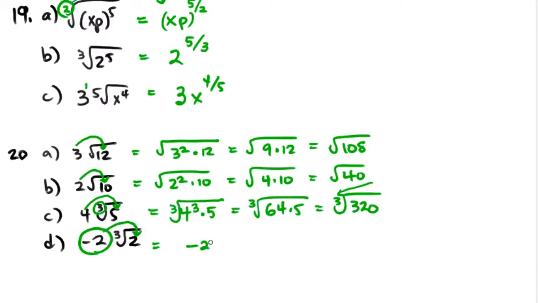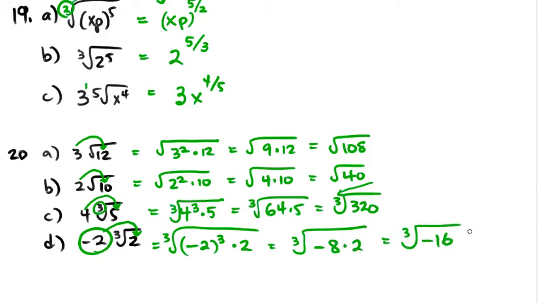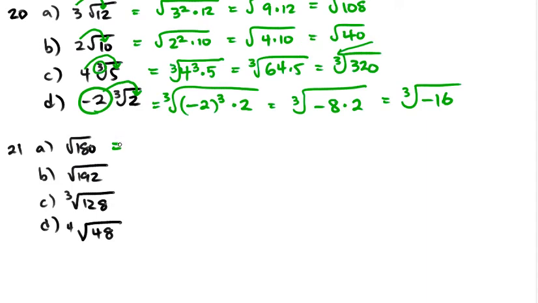And for the last one, negative 2 is on the outside, so negative 2 comes in, and negative 2 gets cubed and multiplied by 2 inside a cube root, and so you get the cube root of negative 2 times negative 2 times negative 2, which is negative 8 times 2, or the cube root of negative 16.